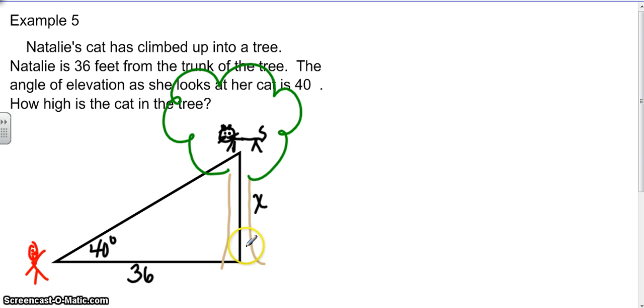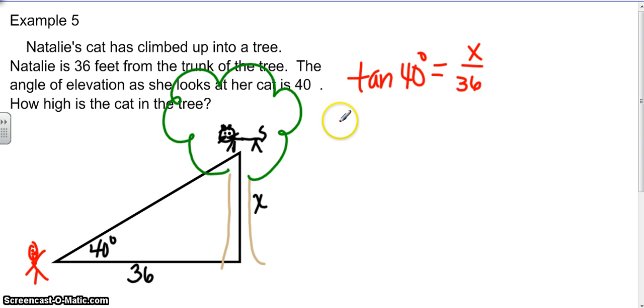Just thinking about your 6 trig functions, if I have this 40 degrees, the x is the opposite, and the 36 is the adjacent. So the function that I'm looking at, opposite over adjacent, is going to be tangent. So the tangent of 40 degrees is equal to x over 36. If I multiply both sides by 36, I get tangent 40 degrees times 36 is equal to x.